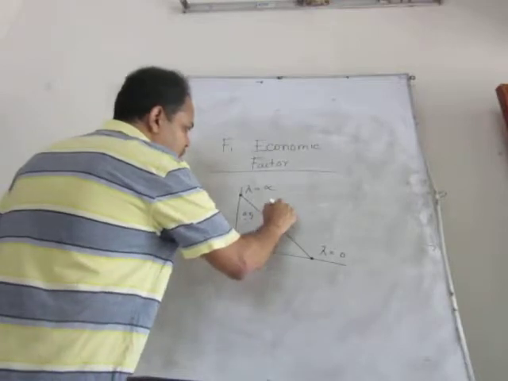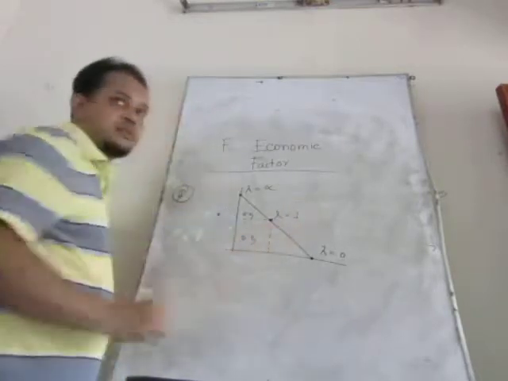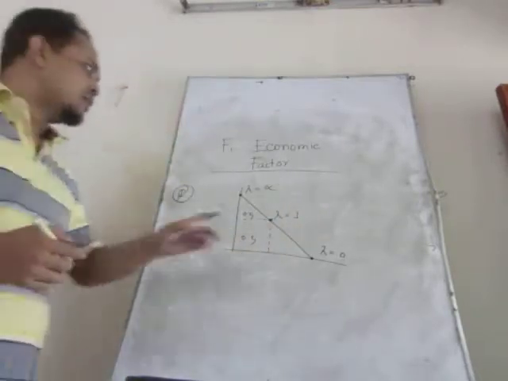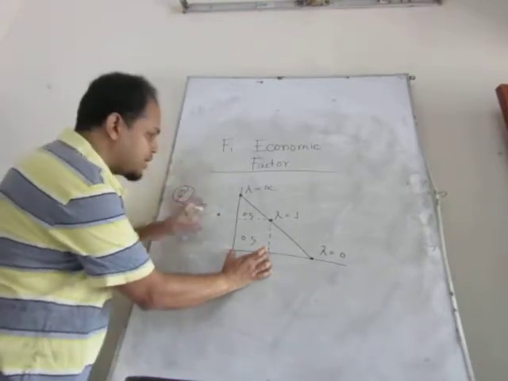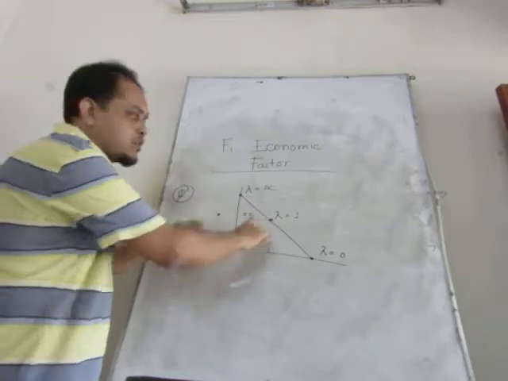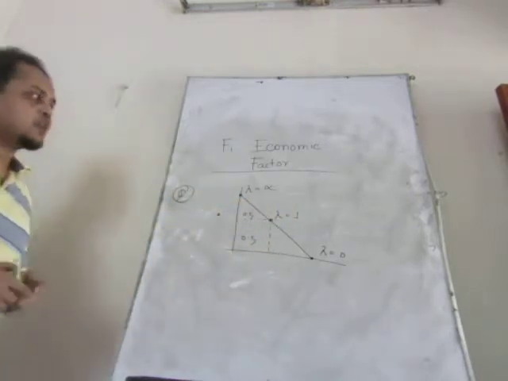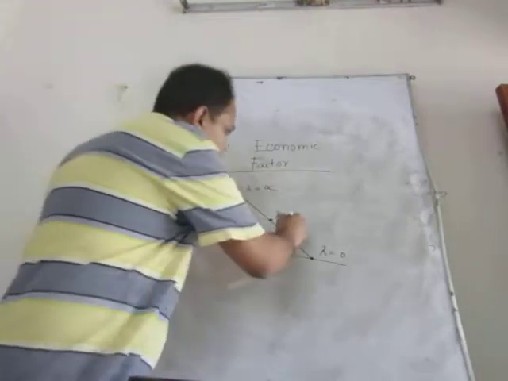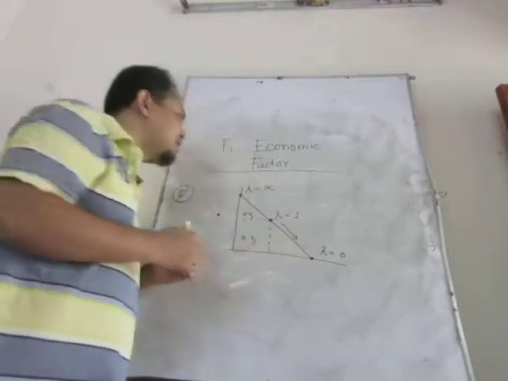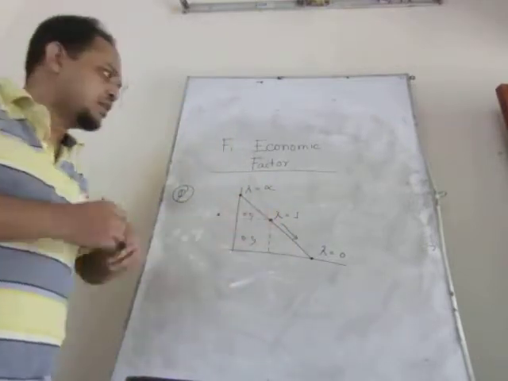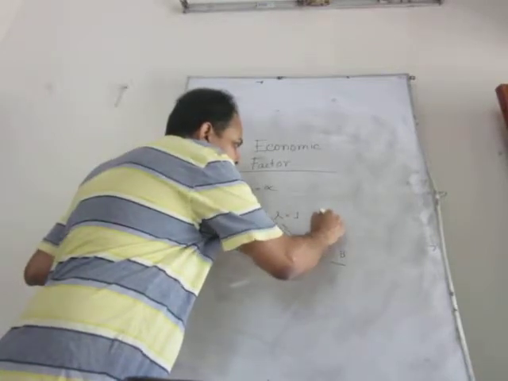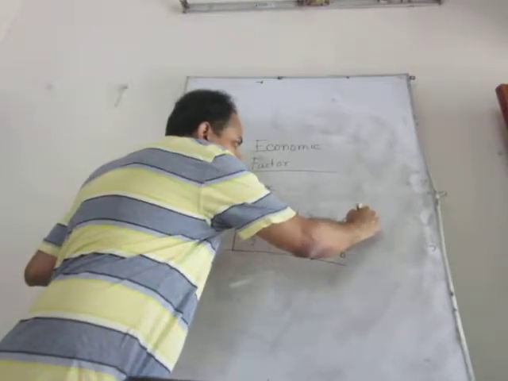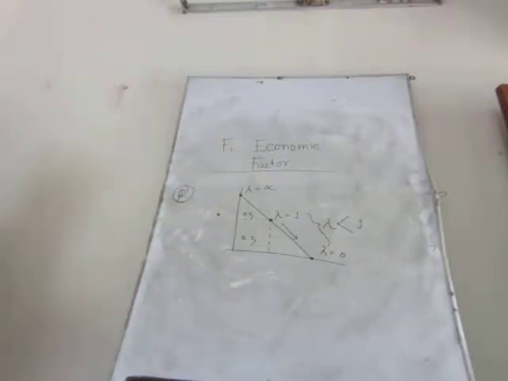Here, lambda equal to 1. This means that the change in quantity and the change in price are the same. That's why lambda equals 1, right? So the lower level from lambda equal to 1, in this portion, lambda is less than 1, not equal to 1.